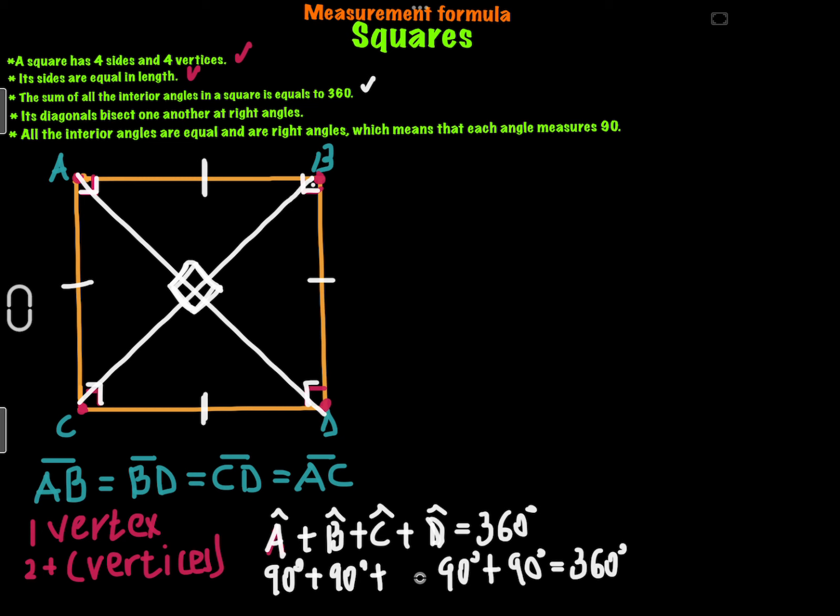Okay, and then lastly, all the interior angles are equal and are right angles, which means that each angle measures 90 degrees. Okay, so like we have indicated already, all of these angles are 90 degrees.